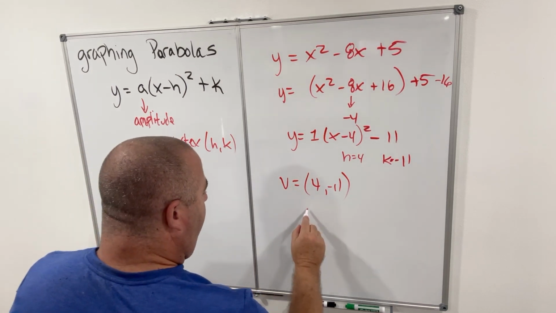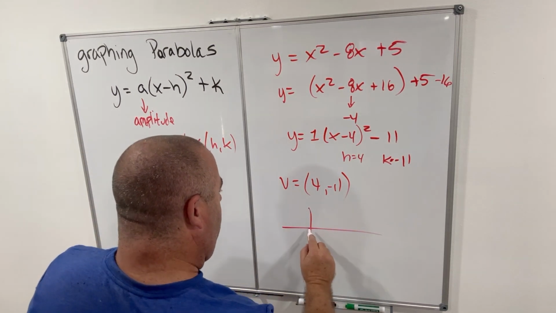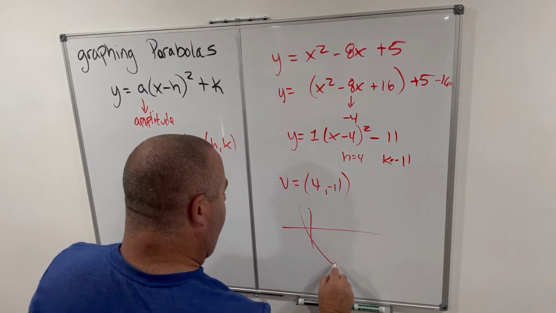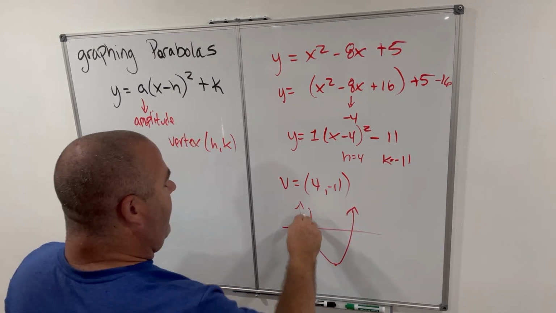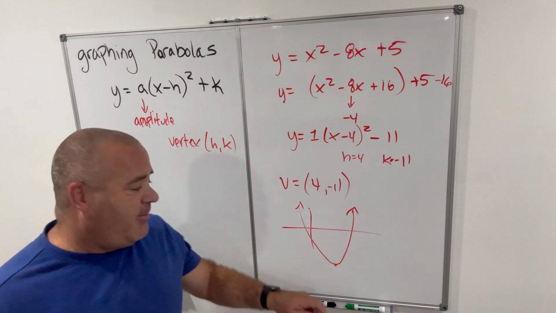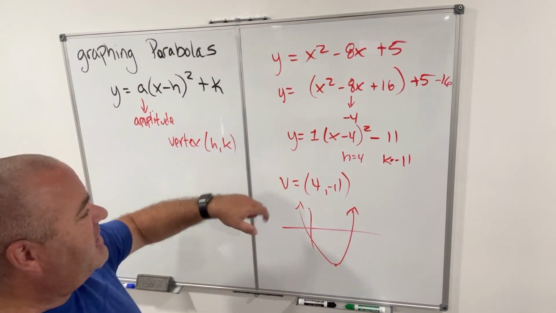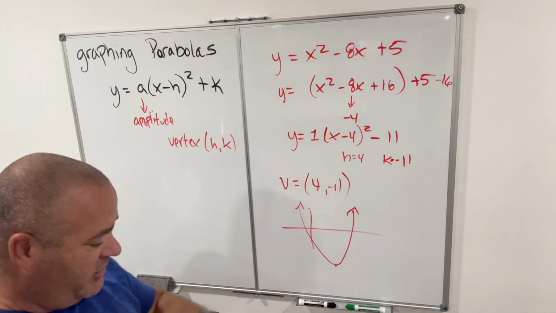So if we were to graph this, we would go to 4, -11. We'll put that down here, and it's just going to be kind of a standard parabola. Now, we obviously haven't put much time into what exactly that's looking like, and you can do that by just picking a couple of points, but it just gives you a pretty good visual representation of what's happening.